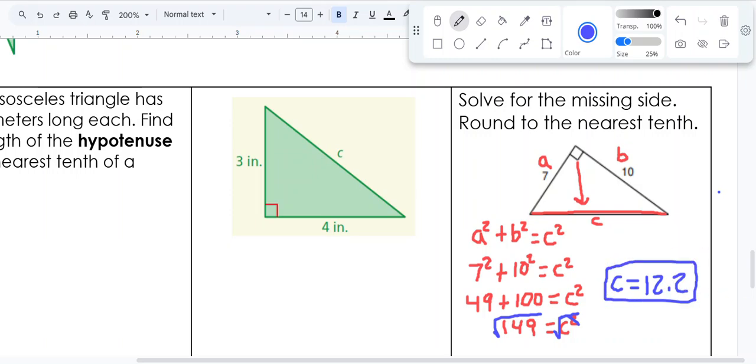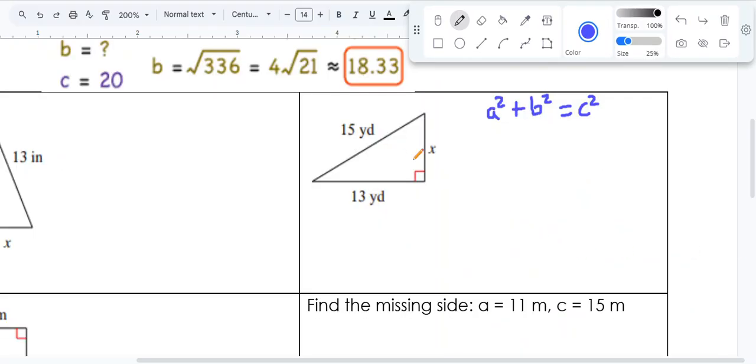Okay? All right, let's try another one where we're going to solve for A and B. Okay, let's try this right triangle here.